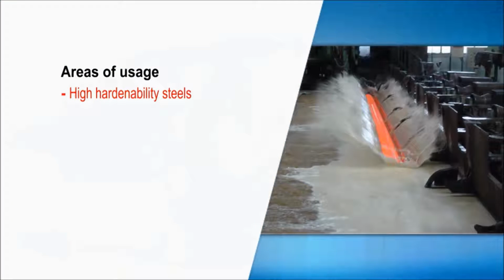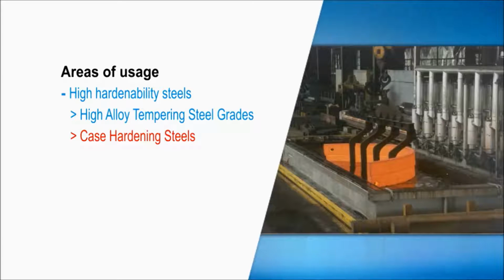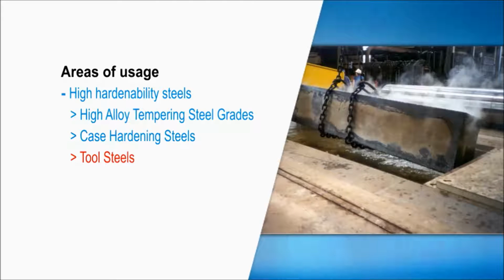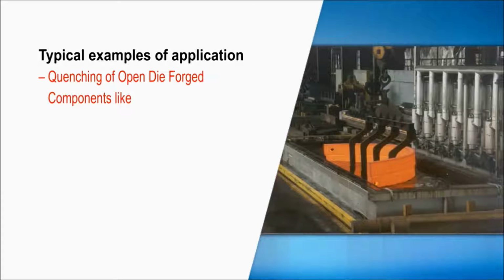These polymer quenchants are used to treat steels of higher hardenability, for example, for quenching alloyed, tempering, and case hardening steels, and for hardening tool steels. Interrupted quenching of components is possible at any desired surface temperature. These polymer quenchants can be used for a wide range of applications.